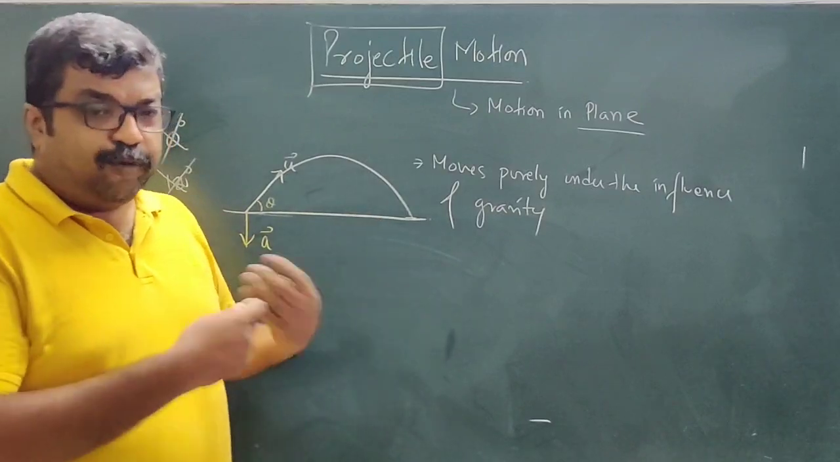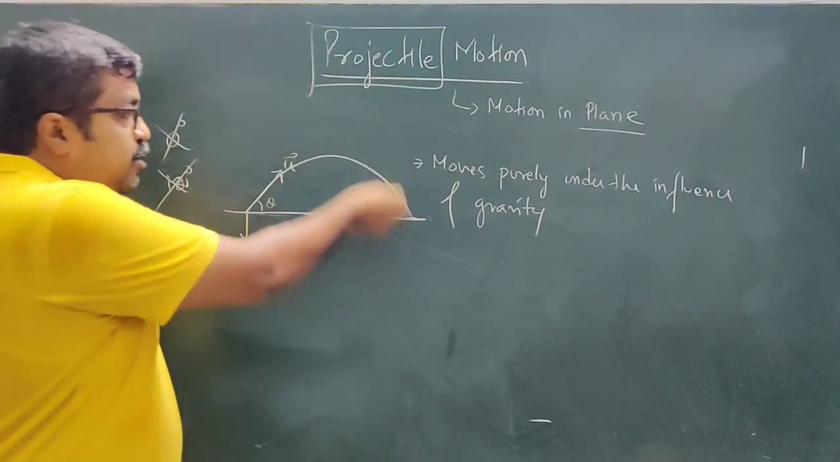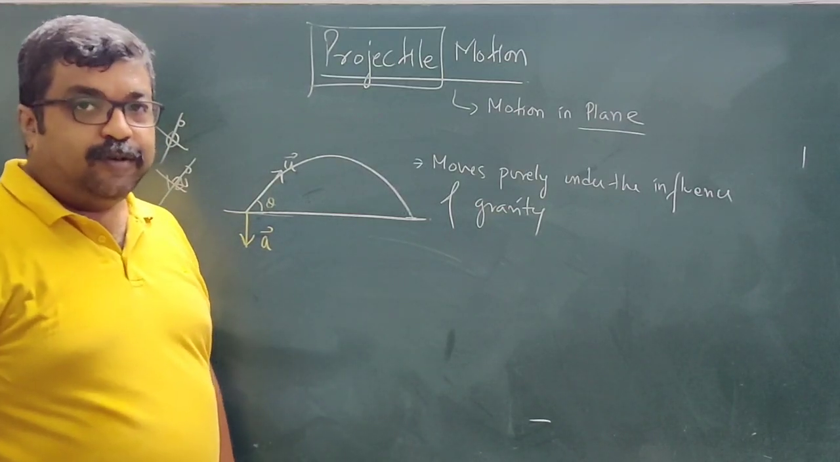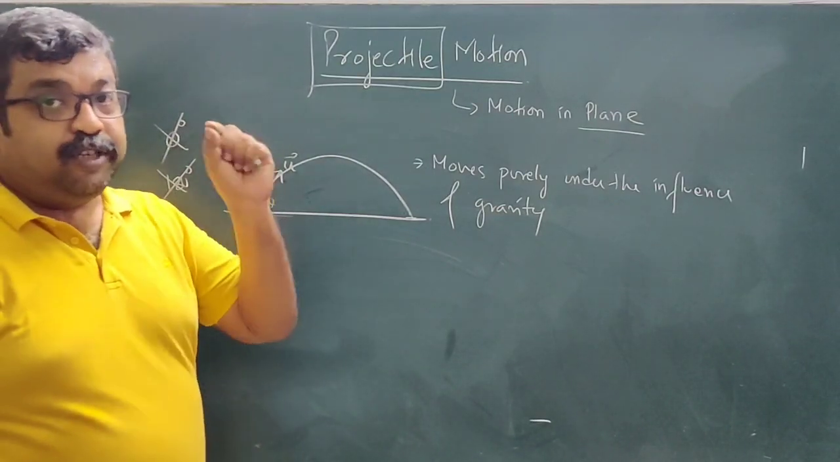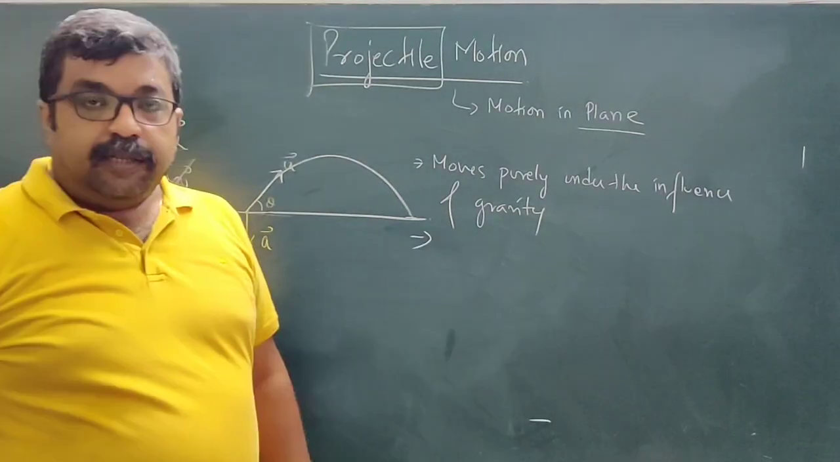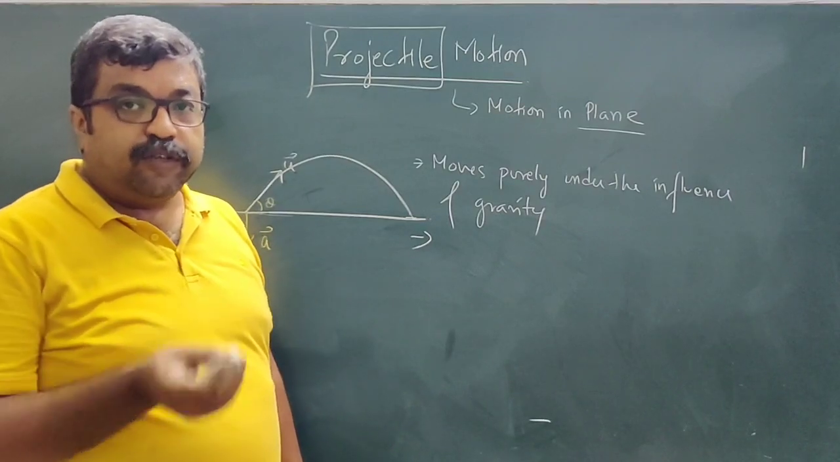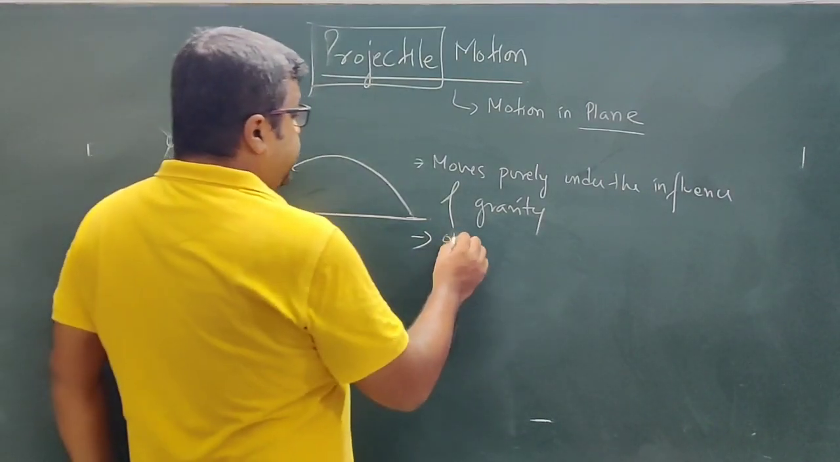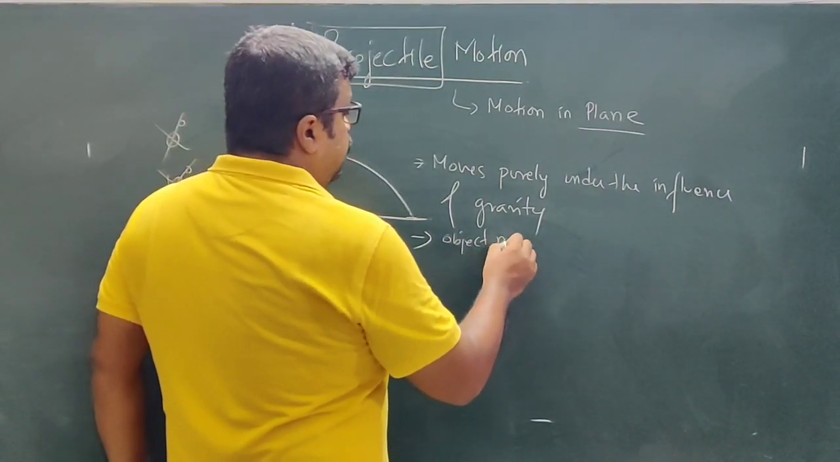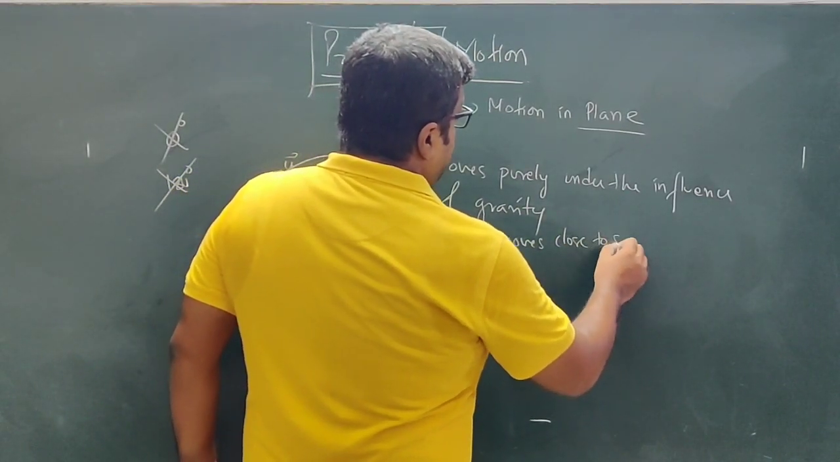After projection, you have to project it first. Without projecting, an object simply placed on Earth is not going to move on its own. You have to project it, but after projecting, it is going to move under the influence of gravity. The other condition is the object should move close to the surface of Earth.